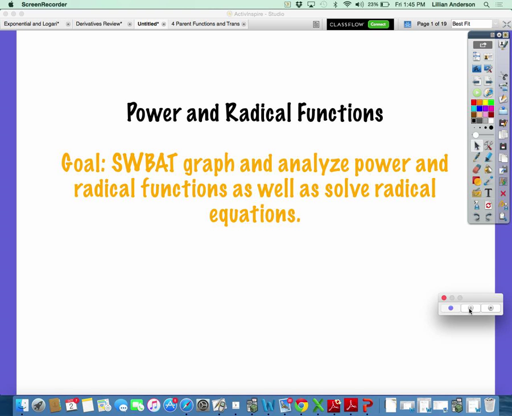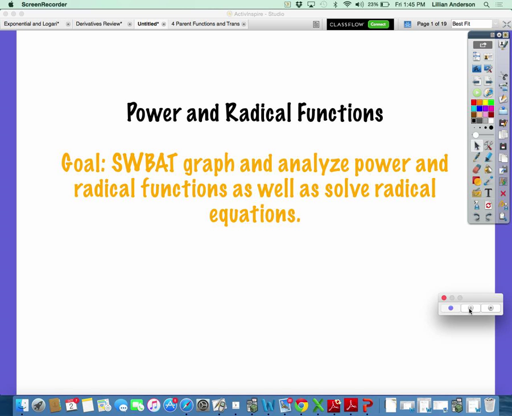Talking about power and radical functions. Okay, power and radical functions. It's kind of a continuation from the quadratic functions. We're going to talk about a few functions: individual, power, radical, rational, absolute value. I think that's it.